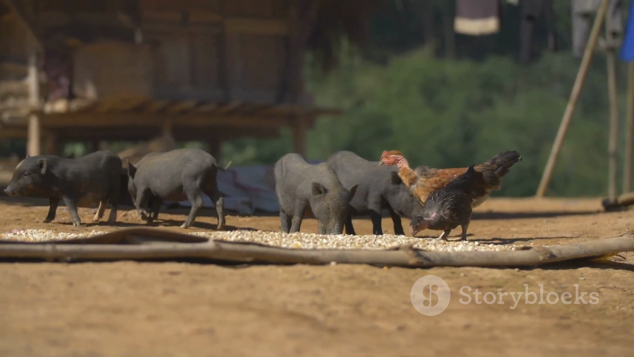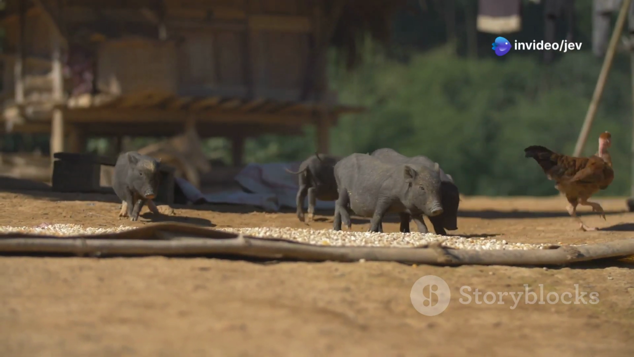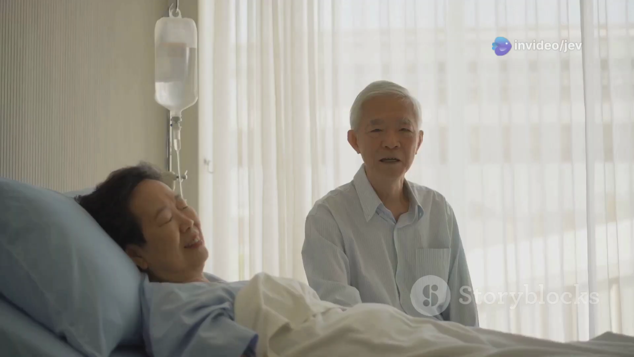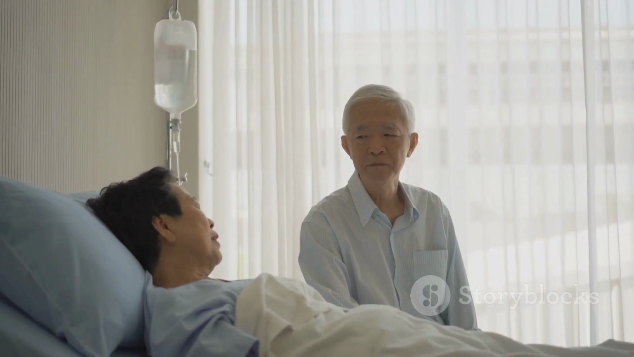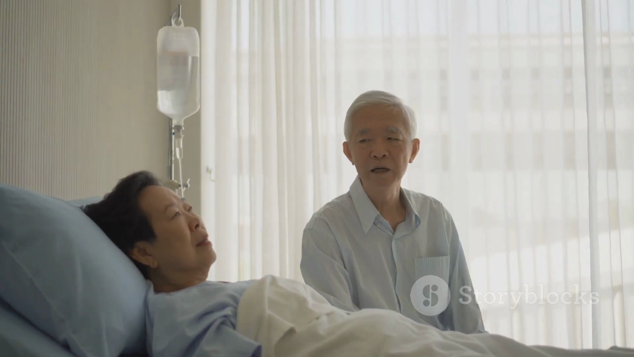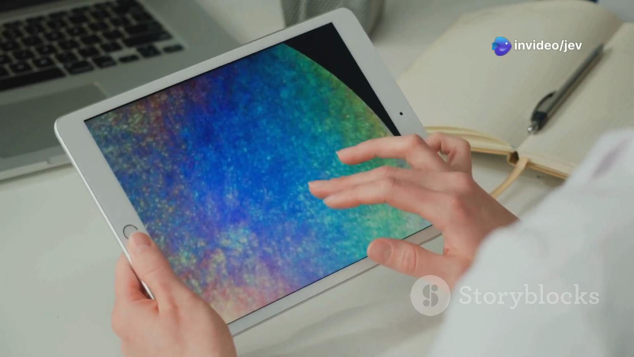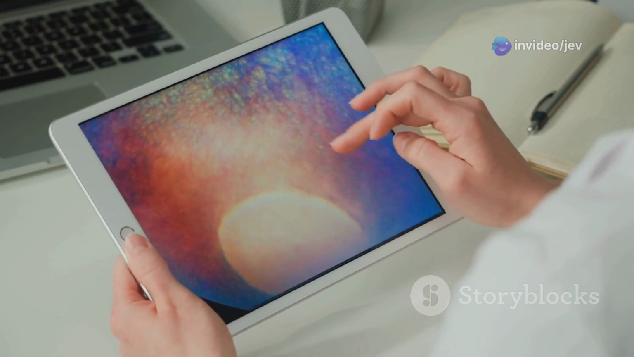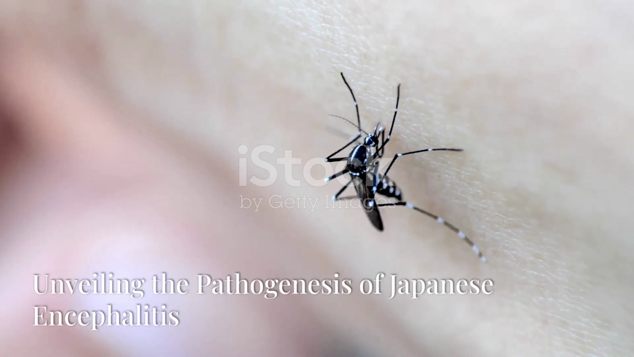Pigs and birds play a crucial role as amplifying hosts. This means that the virus multiplies rapidly inside them, increasing the likelihood of transmission. Humans and horses, on the other hand, are considered dead-end hosts. This is because the virus does not multiply to high levels in their bodies. While they can become seriously ill, they do not usually contribute to the spread of the virus, as it does not reach sufficient levels in their blood to infect new mosquitoes.